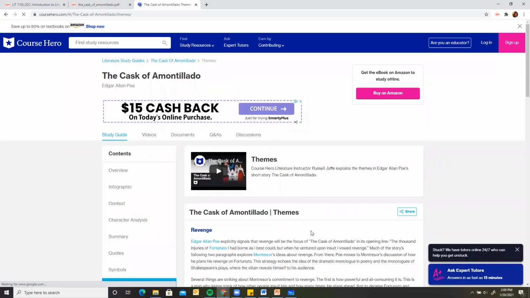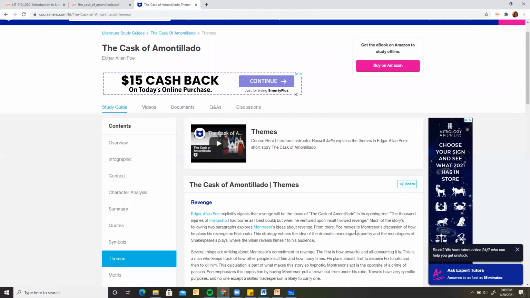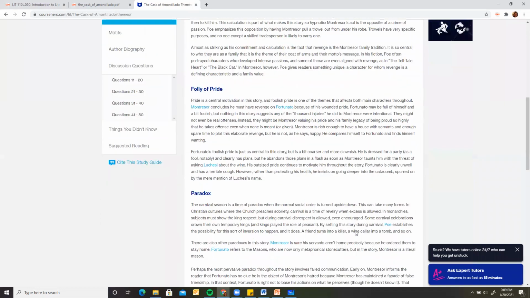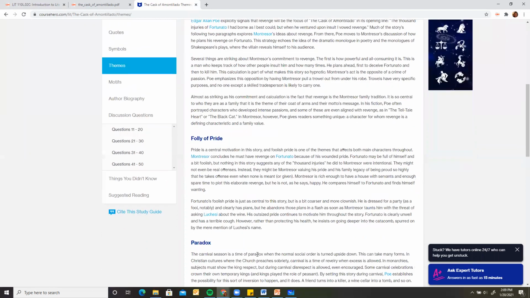Okay, and these are themes just for this specific story. So we have revenge, folly of pride, and paradox. So we already got the revenge vibe from just looking at the summary. We also have folly of pride and paradox. Make sure if you don't understand what these things mean, you do take some extra time to read. They'll give you some examples from the story as well, and so you'll be able to kind of look out for them while you read.